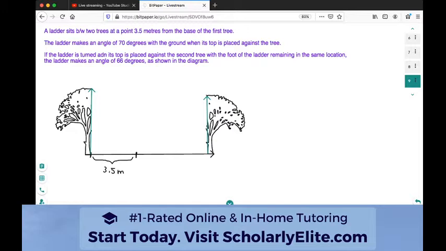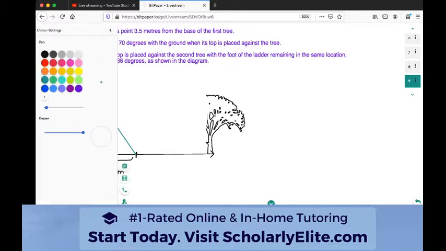So the ladder makes a 70-degree angle with the ground when its top is placed against the tree. Alrighty. So whenever you see the words makes an angle with the ground, what I'm actually trying to show is that I'm going to start at the ground and move my angle upwards to make that angle. And that right there, my friends, is going to be our 70-degree angle.